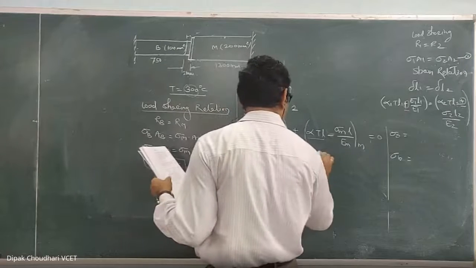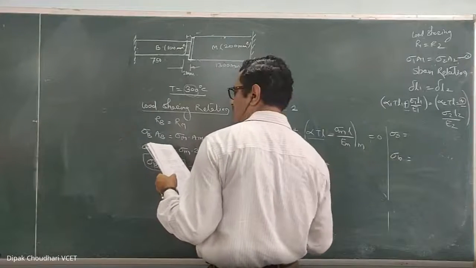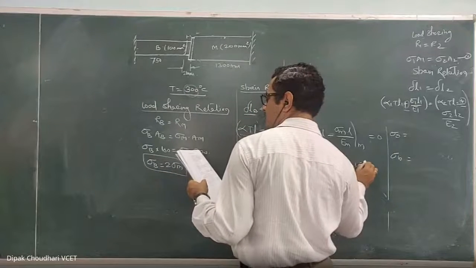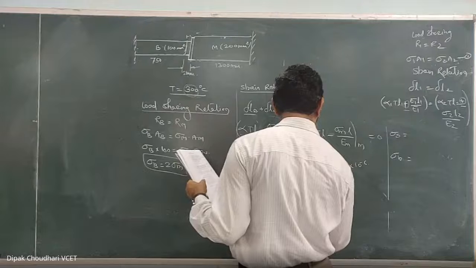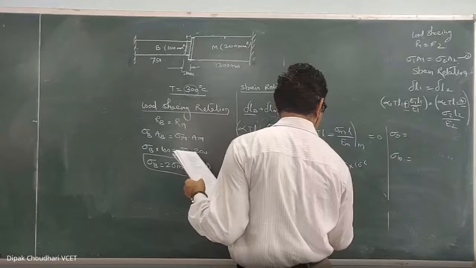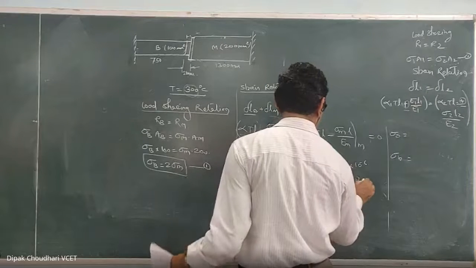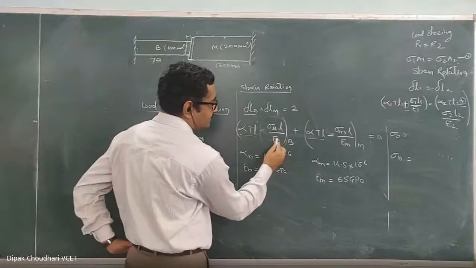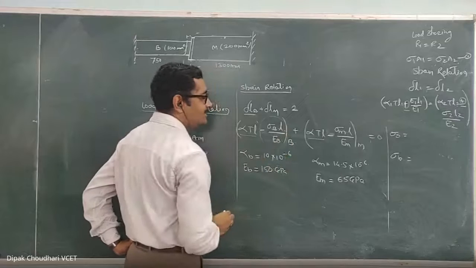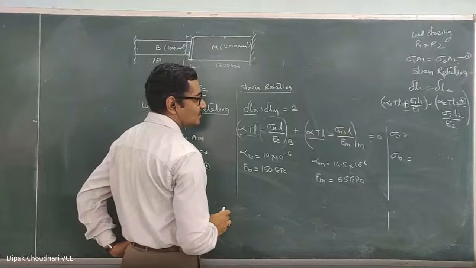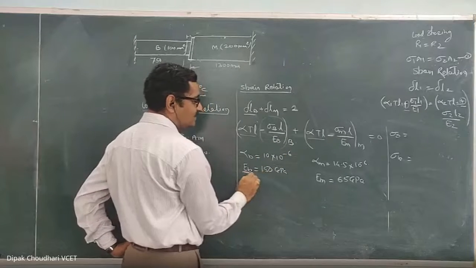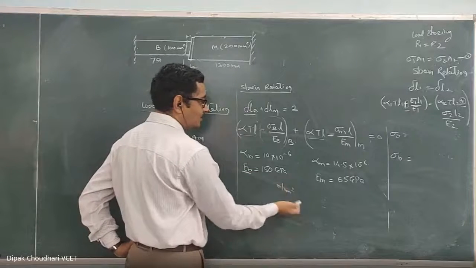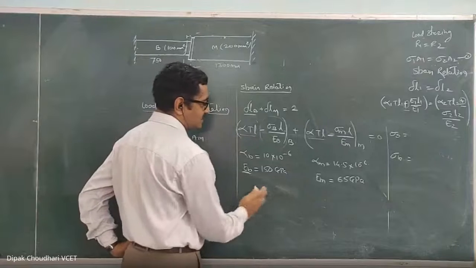Okay, and for magnesium, alpha for magnesium is given as 14.5 into 10 raised to minus 6, and the modulus of elasticity for magnesium is given as 65 GPa. It is given in GPa. Listen carefully. If you use this L in millimeter, then this E also you have to take in terms of Newton per millimeter square or kilonewton per millimeter square. According to that, you have to change it.